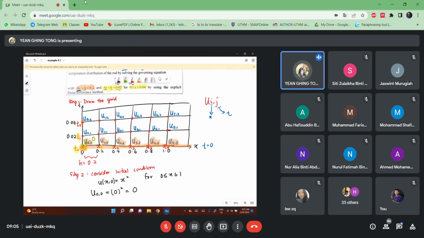And now I will continue with U10. Okay? This one, U10 at this point. I want to know this point. This one at this point. Okay, so this one is equal to when x is 0.2, squared. So become 0.04. Okay, so that means here this is 0.04. Okay or not, class? Okay. And then continue.